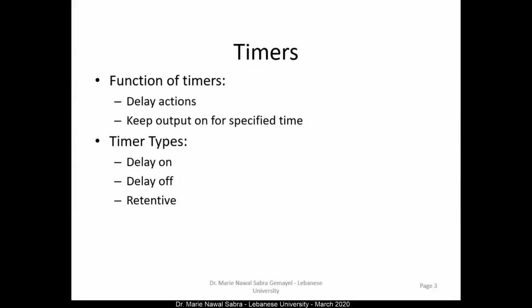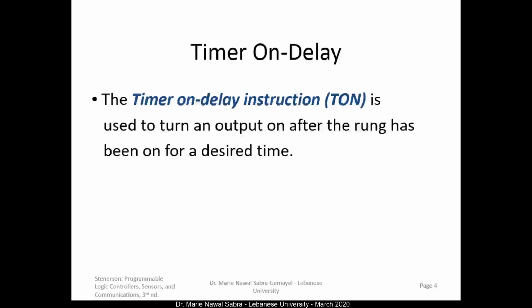So the basic function of a timer is either to delay an action with respect to its input, or to keep an output for a specific time. So we're going to talk about the different timer types. The timer on delay, or I'd rather call it the timer to become on delay. It's because the output is delayed with respect to the input when turning on.